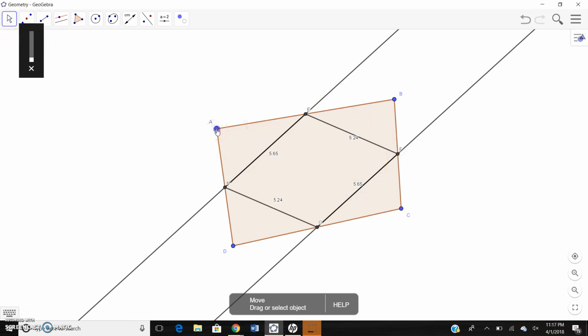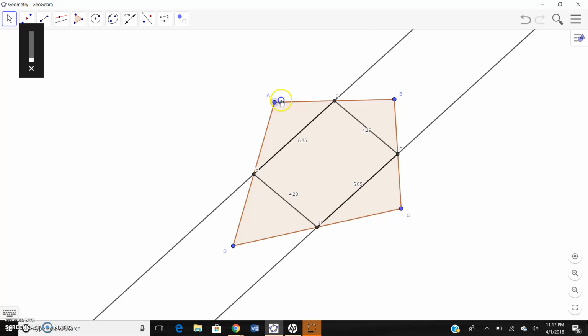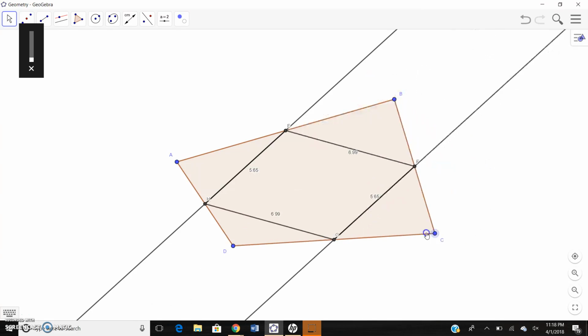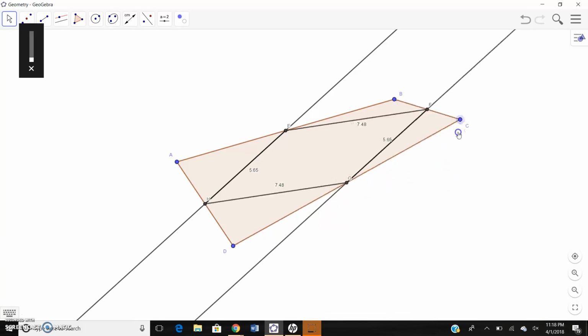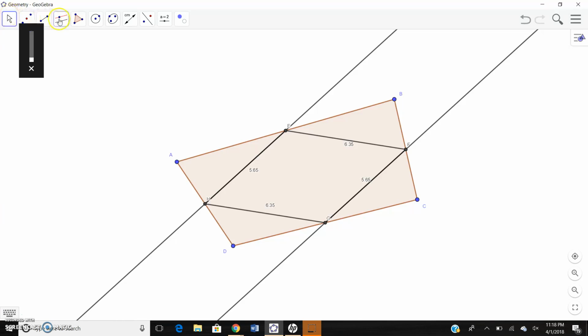And so now I can move these around. And these parallel lines, so this line here is always parallel to this side of our quadrilateral through point E. And so these two lines are always staying parallel because we have constructed them that way, but they're also passing through both points on opposite sides of our quadrilateral. So we see that we have one pair of parallel sides, and a parallelogram requires two pairs of parallel sides.